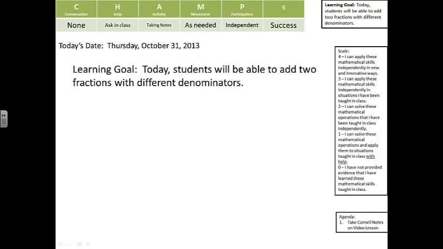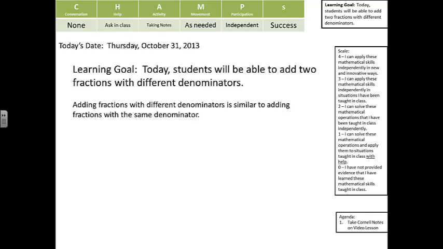All right, we are ready to begin our next lesson. Today's learning goal is that students will be able to add fractions with different denominators. We already know how to add fractions that have the same denominators, and luckily, having different denominators only requires one extra step. So we'll go through that real quick.